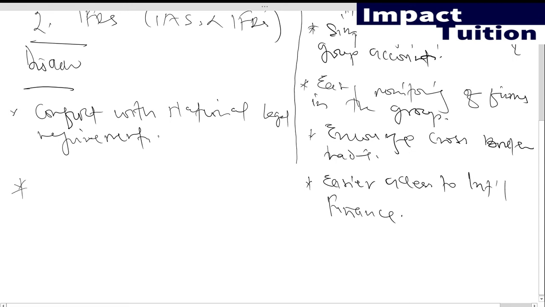Two, cultural differences across the world may mean that one set of accounting standards will not be flexible enough to meet the needs of all users. So, lack of flexibility to meet the needs of all users.